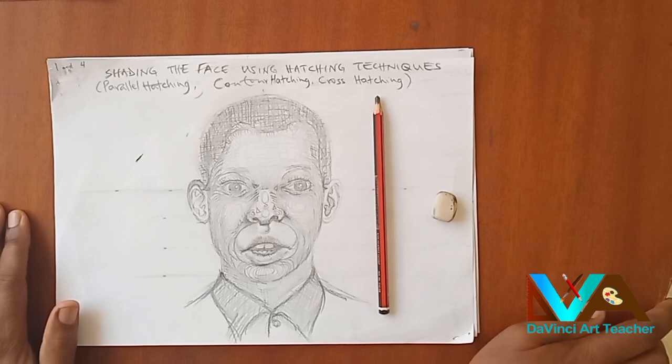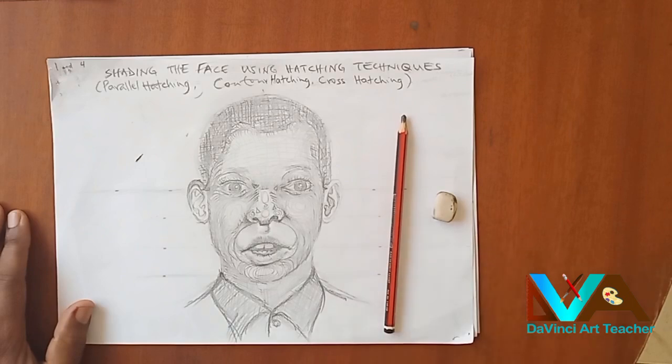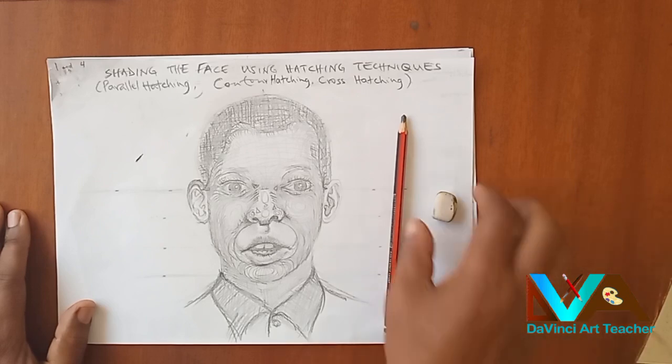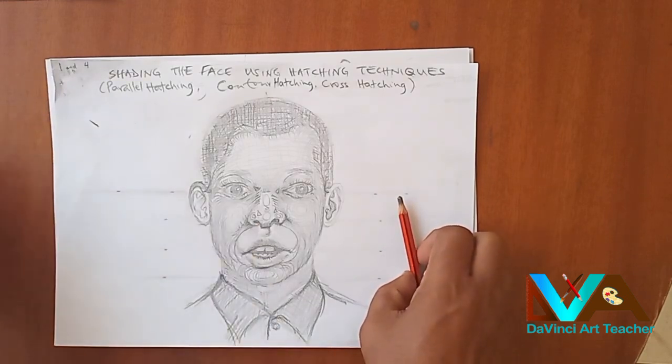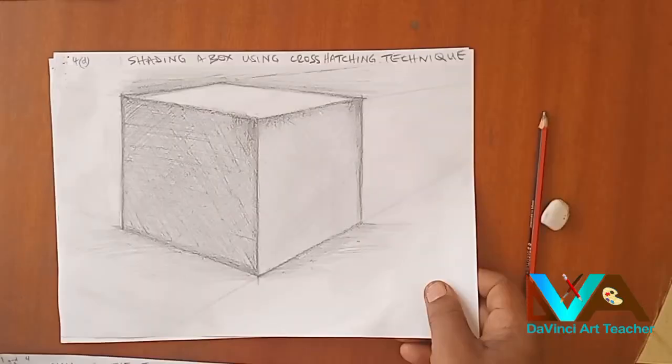Today we want to learn how to draw the face using a combination of hatching techniques. We want to learn how to shade the face using hatching techniques, the main ones being parallel hatching, contour hatching, and cross hatching. In our last lesson, we learned about the cross-hatching shading technique.